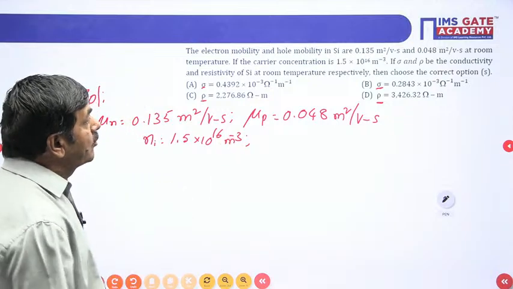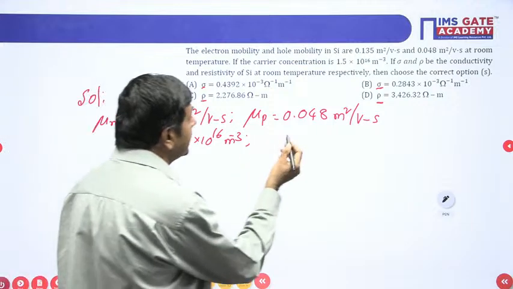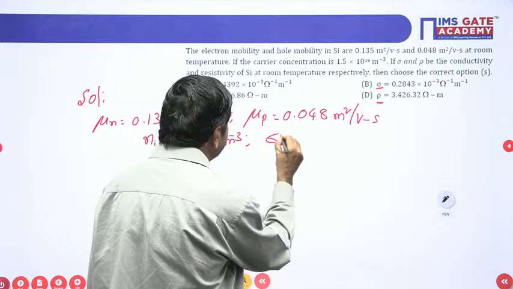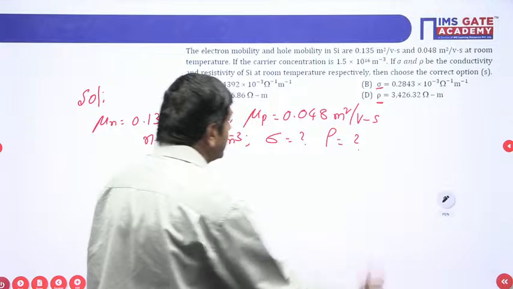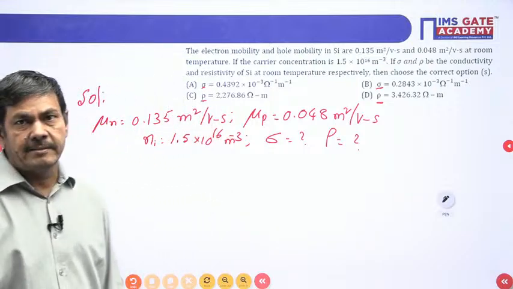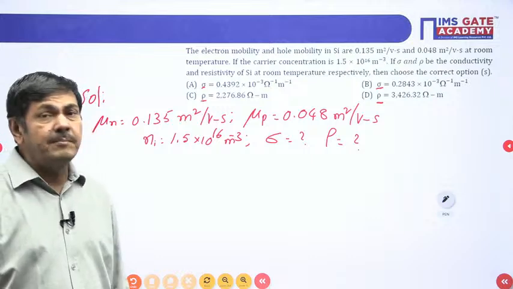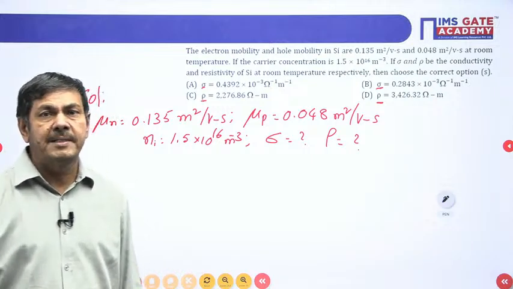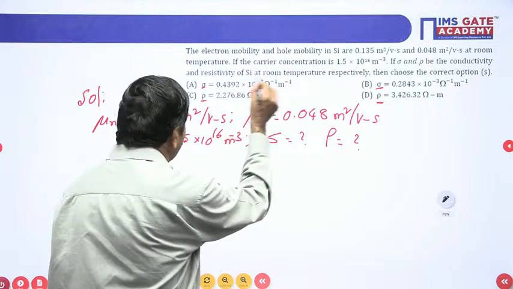If sigma and rho are the conductivity and resistivity of the semiconductor, the problem is asking for the conductivity and the resistivity value. These two are required. What is the formula for rho? Here the mobility of electron and hole is given, which means it is a semiconducting material, and it is made up of silicon.